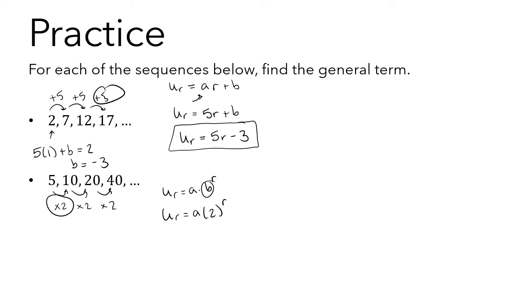And to figure out a, we do what we did in the first example to figure out b. So we're going to say a times 2 to the 1, because that would be the first term, has to equal 5. That would imply that a equals 5 over 2, or 5 halves. So then our general term is going to be u_r equals 5 over 2 times 2 to the r power.